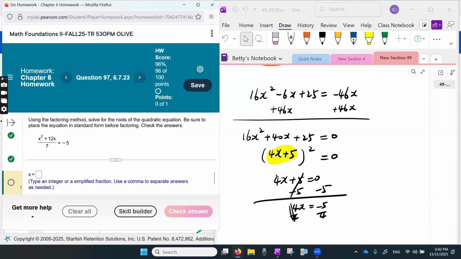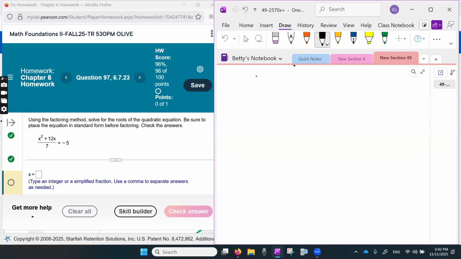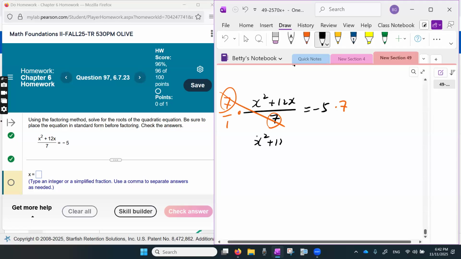This one looks weird, but we just need to modify it a little bit, right? Change the looks. So it's (x^2 + 12x)/7 = -95. I did say the first thing to do is to keep the right side 0, but this one has a denominator. If it has a denominator, we have to get rid of the denominator first, right? So we're going to multiply by 7 on each side, and this 7 will cancel this 7. The left side becomes x^2 + 12x.